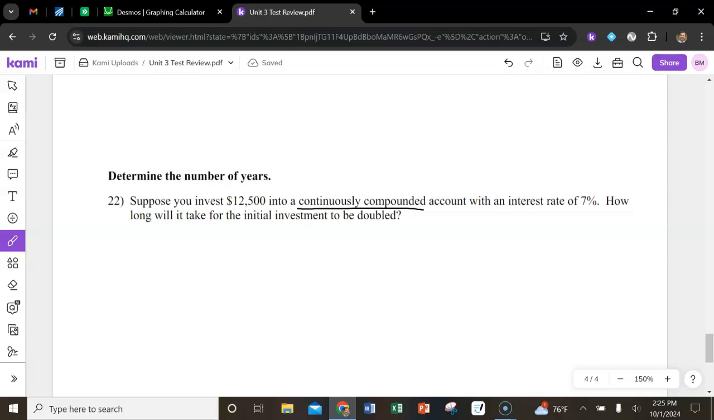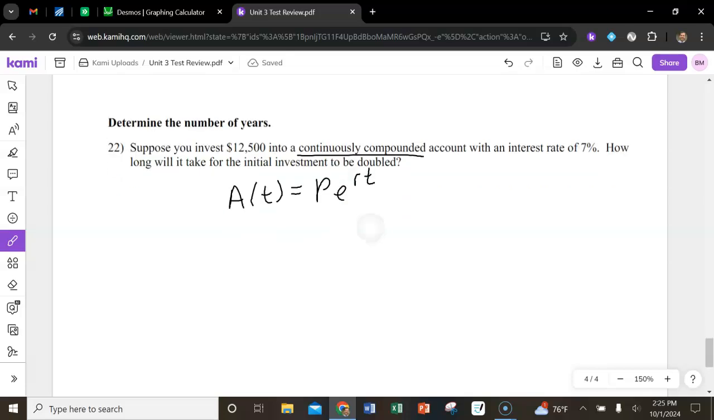Anytime you see continuously compounded, that is the PERT formula, P e to the rt. The principal amount is still what you invest. E is just the mathematical constant e. There's no number to plug in there. The rate is 7%, so that would be 0.07. And the time is what I'm trying to find. How long does it take? So I'm trying to find time.